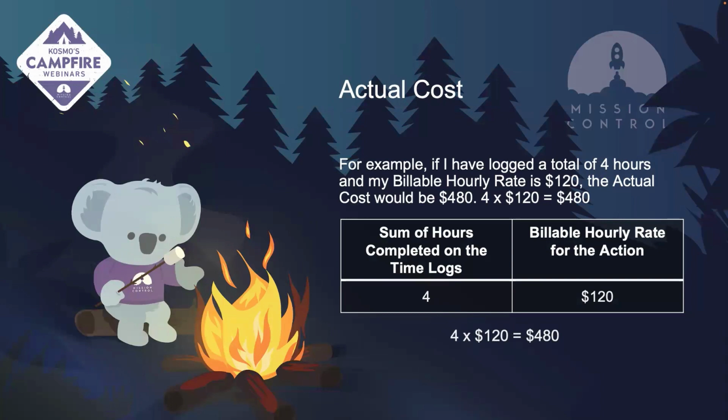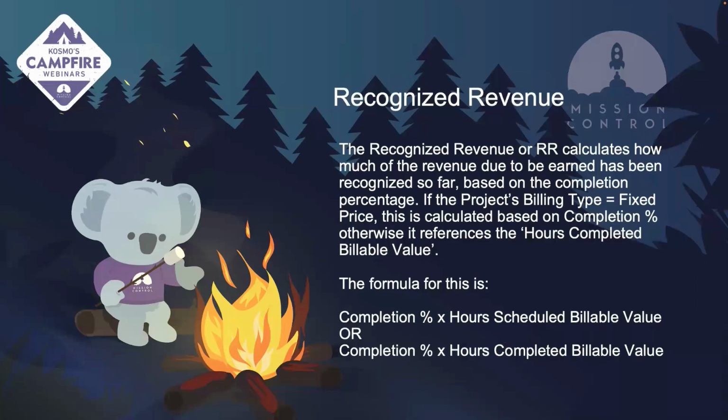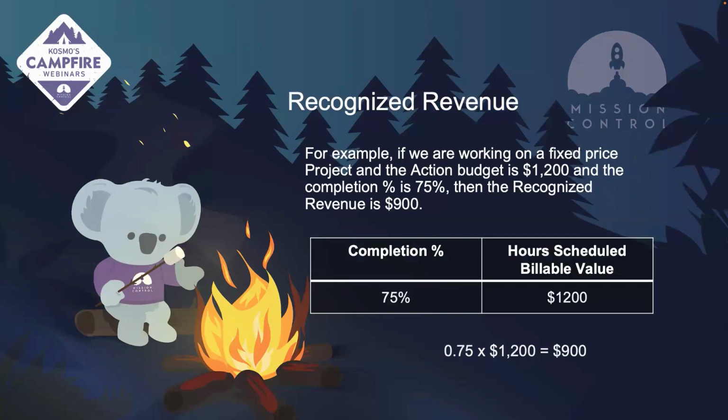$480. So when we're recognizing revenue, we're calculating how much of the revenue is due to be earned at that certain point in the project timeline based on the completion percentage. If the billing type is fixed price, this is calculated on your completion percentage. Otherwise, this will also use your hours completed billable value. That's the completion percentage times the hours scheduled or completed billable value.